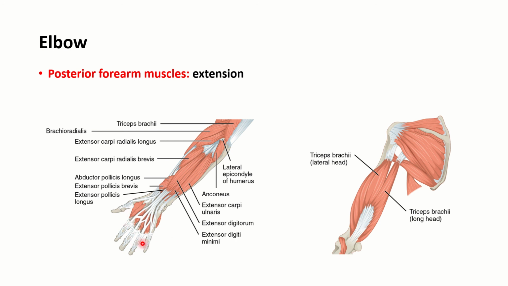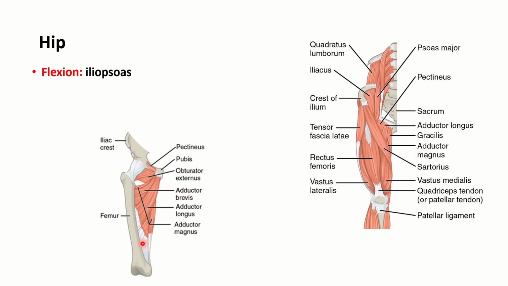So an easy way to remember the muscles that are located in the back of the upper limb, they can cause extension of the elbow, wrist, and fingers. Hip is also a very mobile joint, so it can cause different movements. One is the flexion of the hip. So this is the flexion, moving your hip area anteriorly.